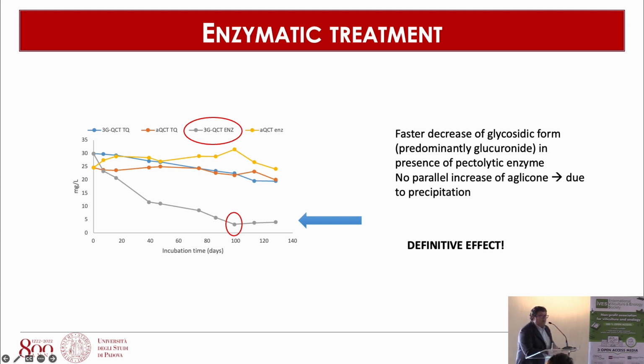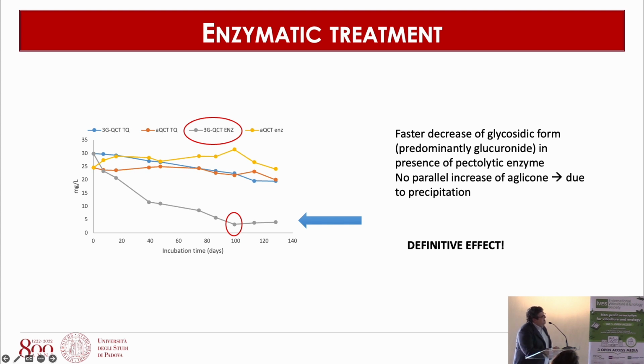But this is normal. This is the slow decrease due to chemical degradation. So in 4 months, we pass from 30 to 20 milligrams per liter. But when we add the enzyme, in 3 months, we completely reduce the total glycosidic reservoir of quercetin.